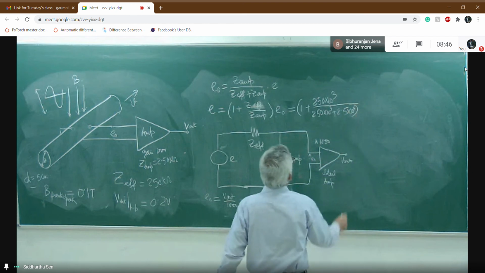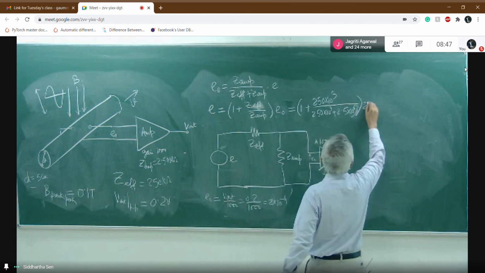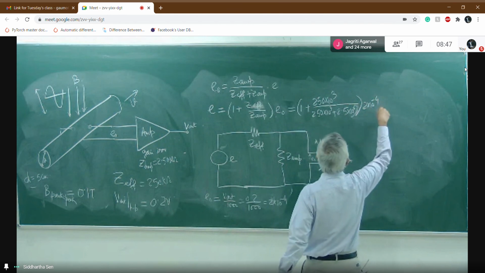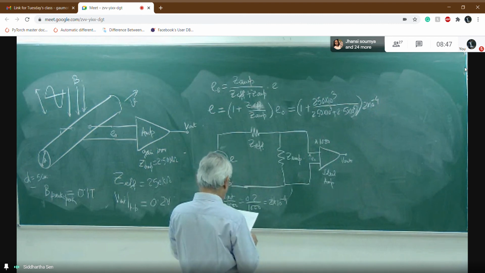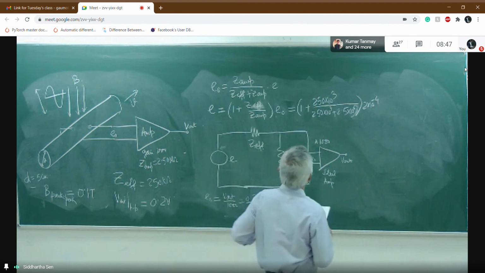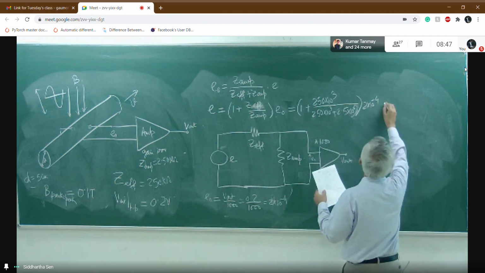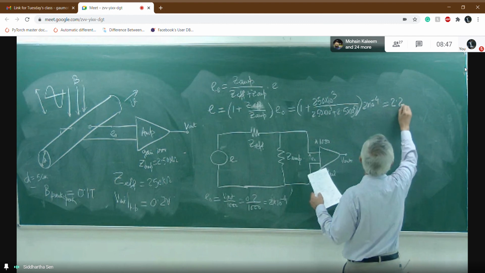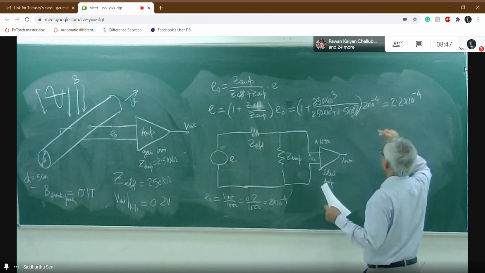Okay. That into, what is it? 2 into 10 to the power minus 4. So if we just calculate all the things, what is coming? Just please check it. I make mistakes, so I don't want to take any risk. It is 2.2 into 10 to the power minus 4.